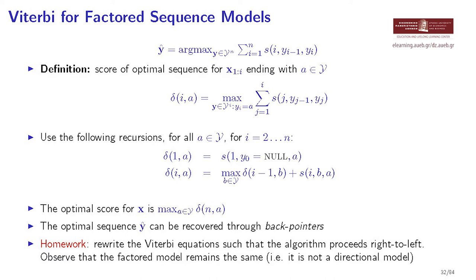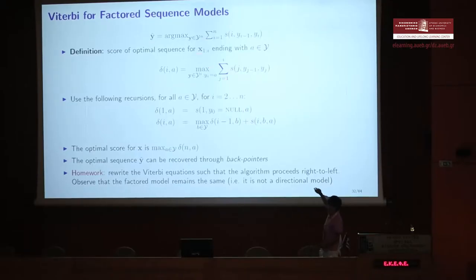The equation says that the algorithm proceeds right to left, and you would need to redefine the way you define this problem, and then, instead of going left to right, you do it right to left. So it's possible to come up with such recursions that come up with the same computation. If you do that and observe it, that's evidence that the model is not directional. The model doesn't run left to right or right to left.